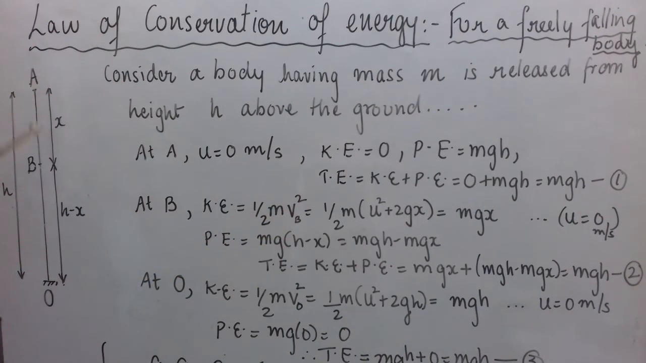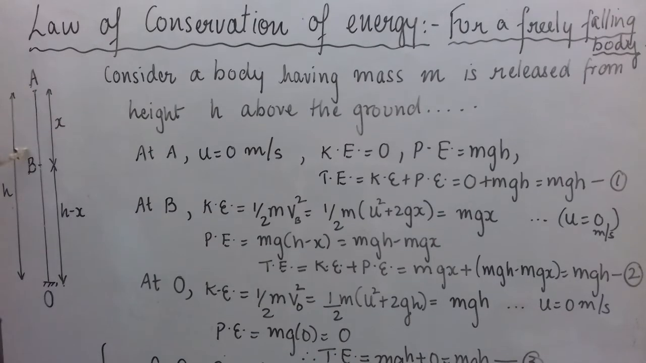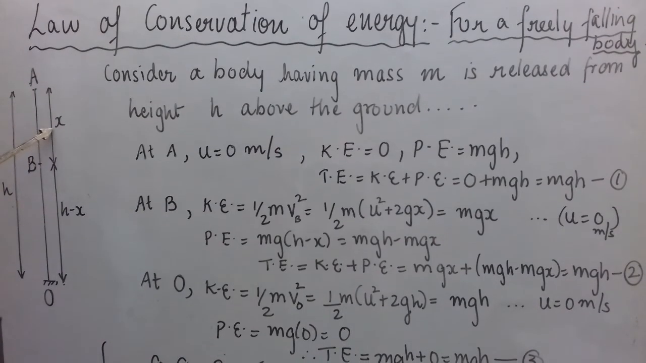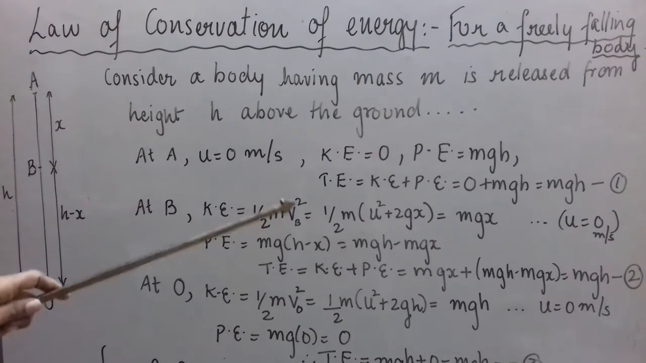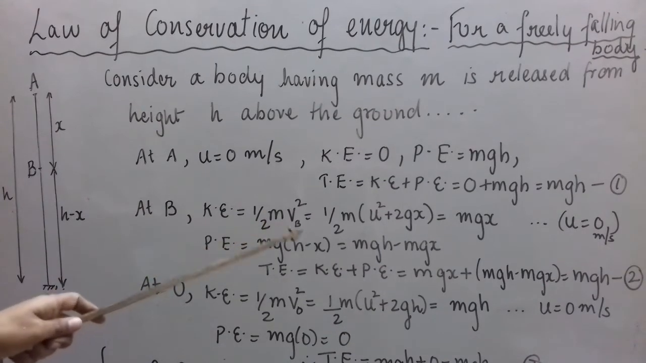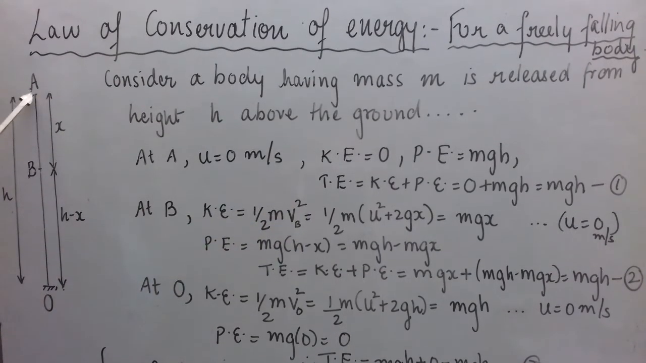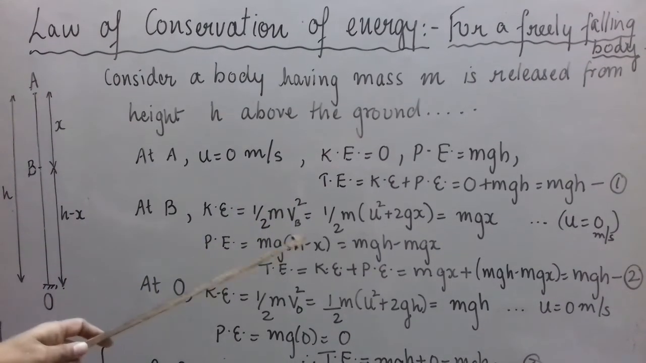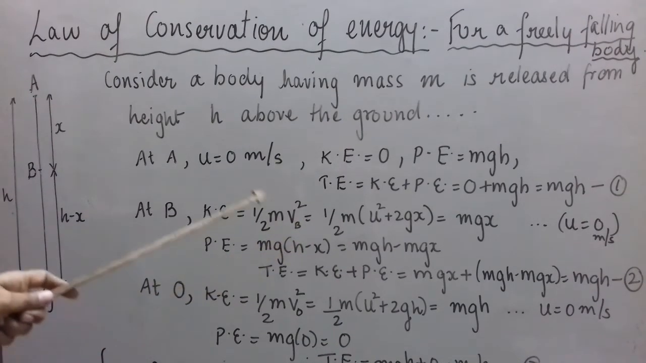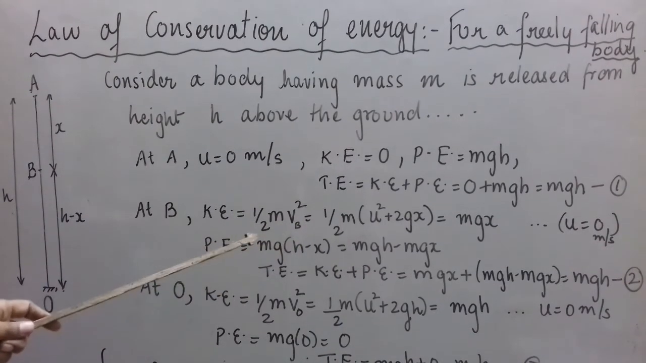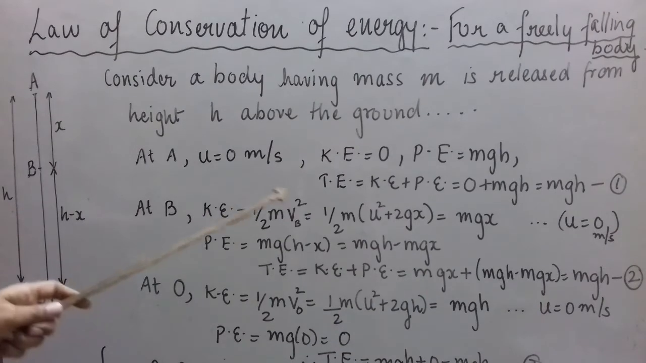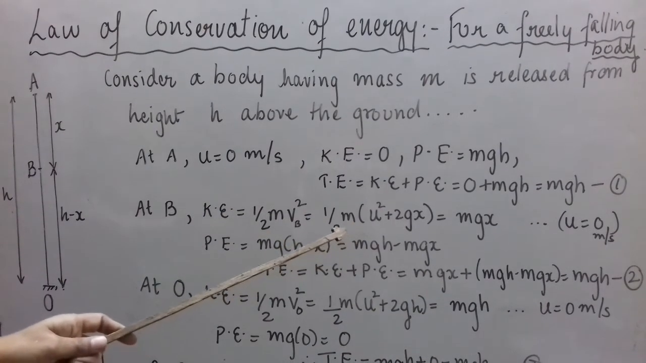What is the displacement? As it is falling from A towards B, displacement is x. So I will write 2gx. And I know u is 0. u is the velocity at point A. So u is 0, 2 will get cancelled. When you do the simplification, you will get that kinetic energy is mgx.